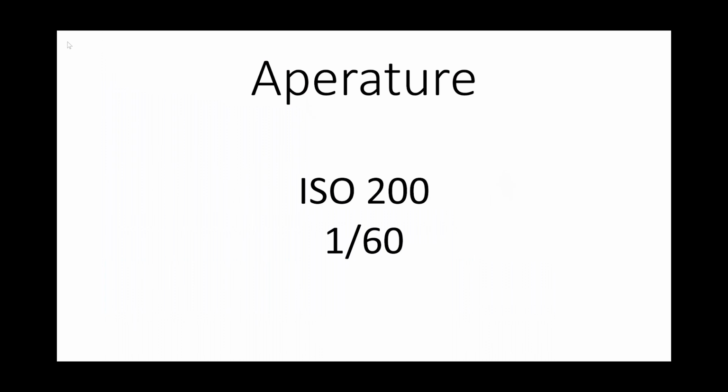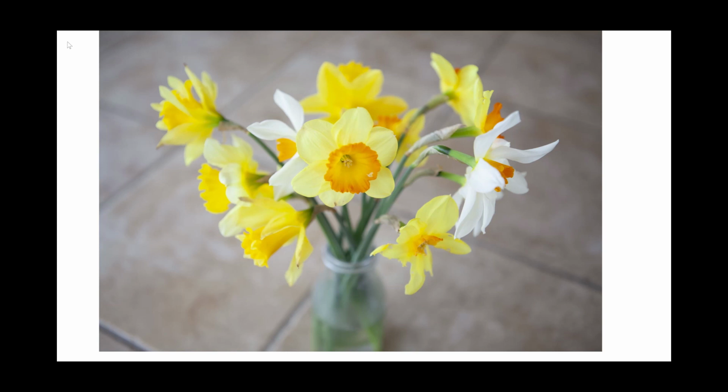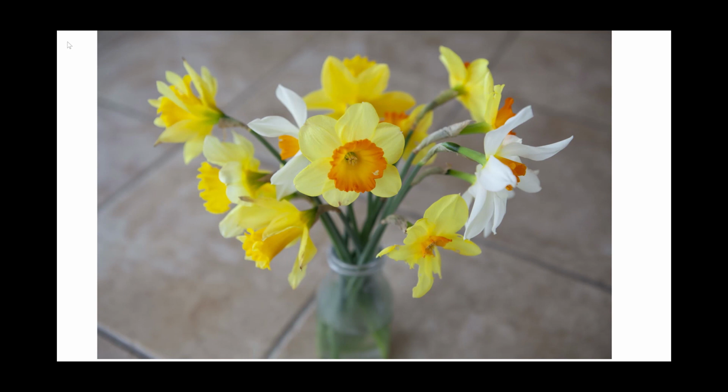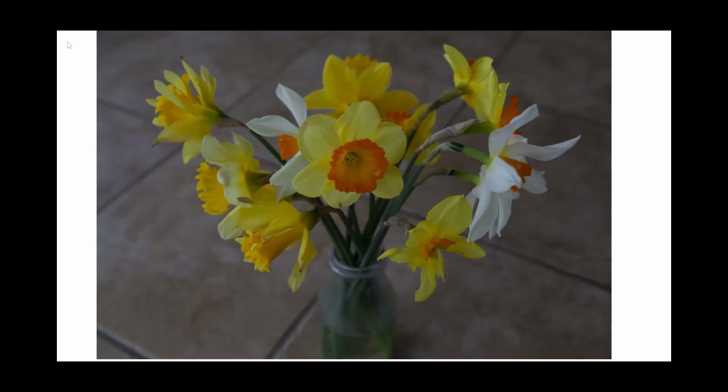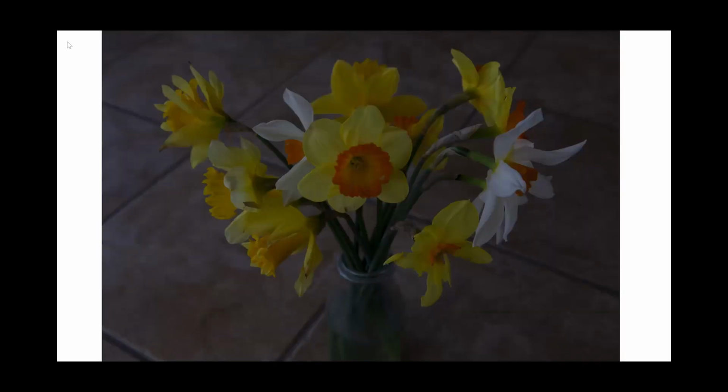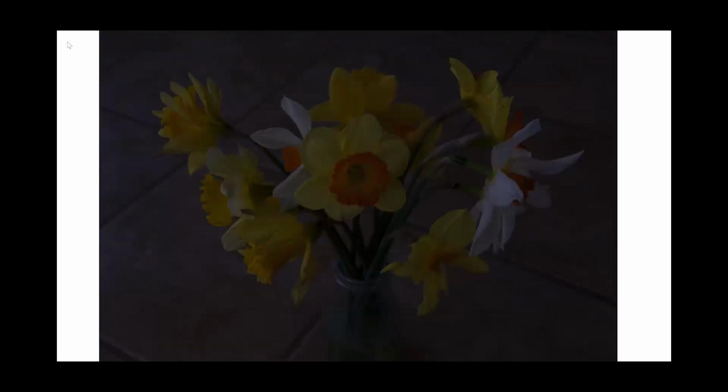Now we're going to look at how aperture affects a photograph. So again, these are the same photographs. This time I kept the ISO at 200 and the shutter speed at 1/60th of a second, and the only thing I'm changing is the aperture, f-stop. So this is f2.8, 3.5, f4, f5.6, it's getting darker, f8, f11.